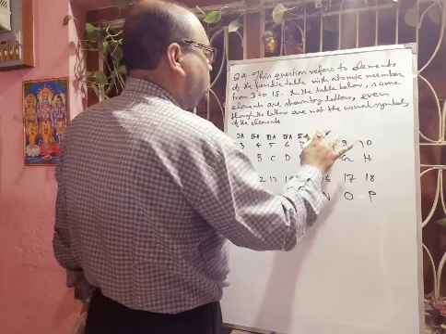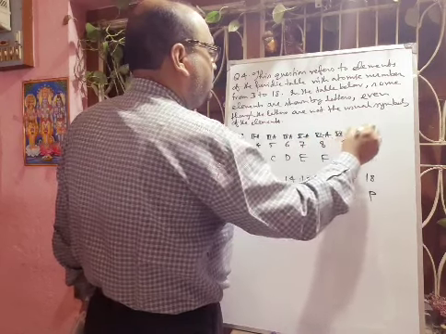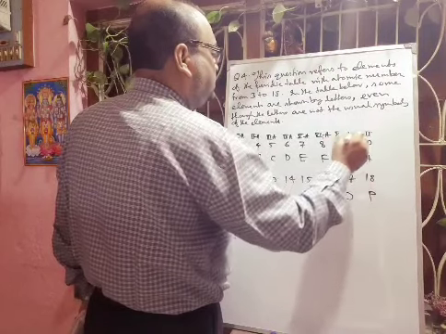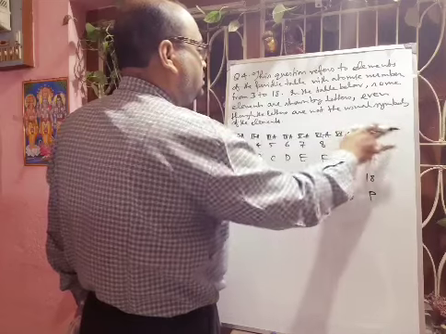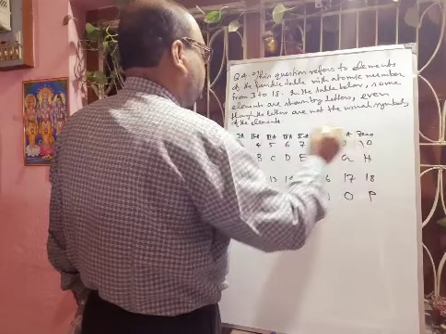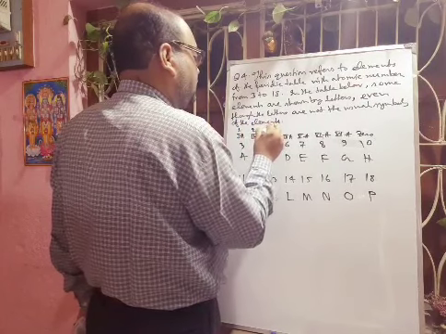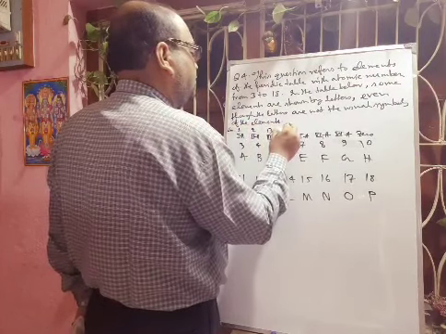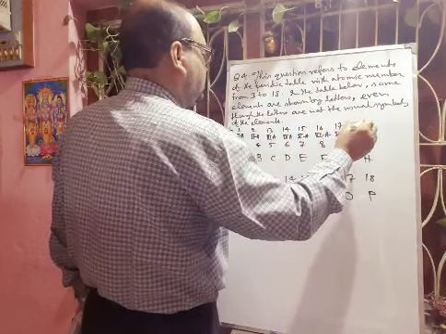6A, 7A. This one is 8, or you can tell not 8. 7A, and this is called 0 group. Here you can tell this is group 1, this one is group 2, this one is group 13, this one is group 14, 15, 16, 17 and 18. This is the group.